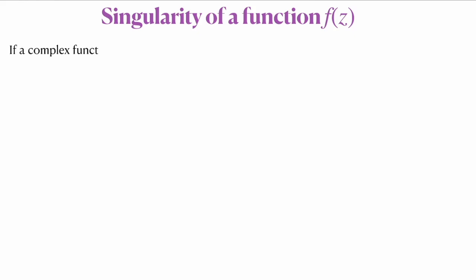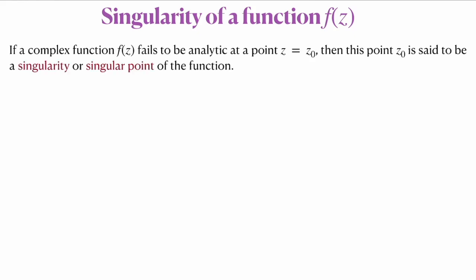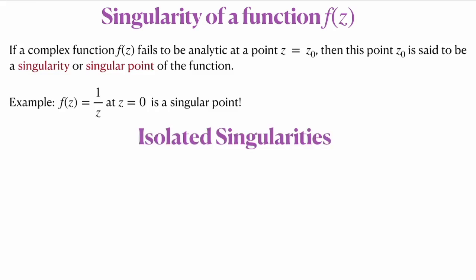Singularities of a function f of z. If a complex function f of z fails to be analytic at a point z equal to z0, then the point z0 is said to be a singularity or a singular point of the function. So the idea is very simple. If the function is not analytic at a point z0, then z0 is said to be a singularity of the function. Taking a trivial example to make it quick, f of z equal to 1 by z is singular at z equal to 0. Singularity plays an important role. We have more definitions coming now.